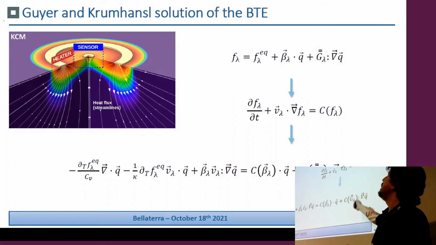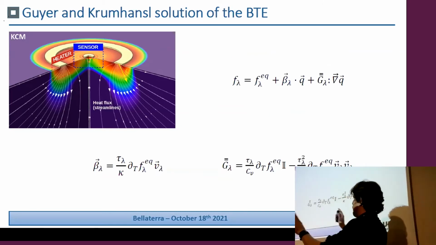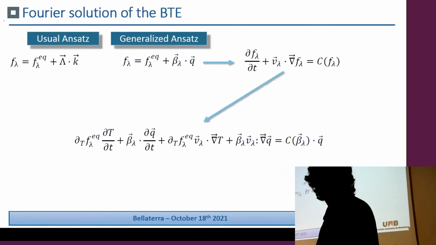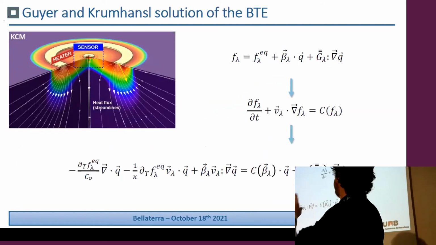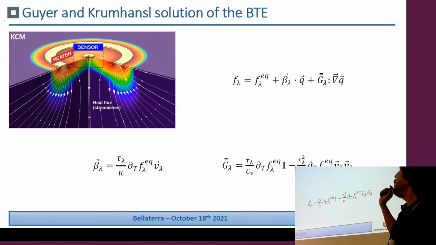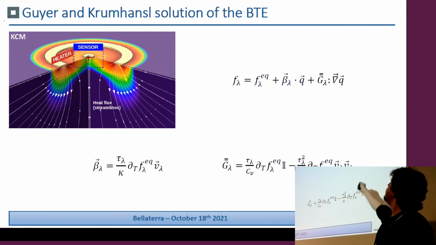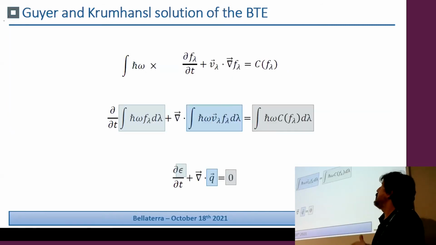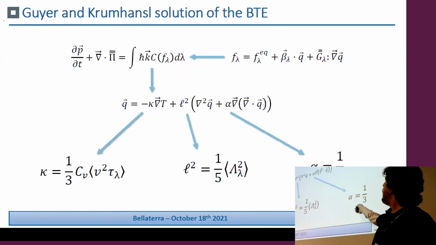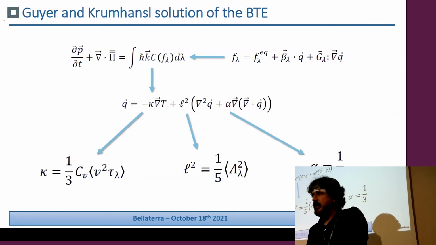When you put this in and do exactly the same, I will not go into the details. You can read it in our PRB paper. It's not here, I'm sorry. Well, if you do this, at the end you will obtain the expression for beta, G, and you will put it here, and you will obtain the thermal conductivity, the L, and the alpha of this equation. And that's the way we proceed, okay?